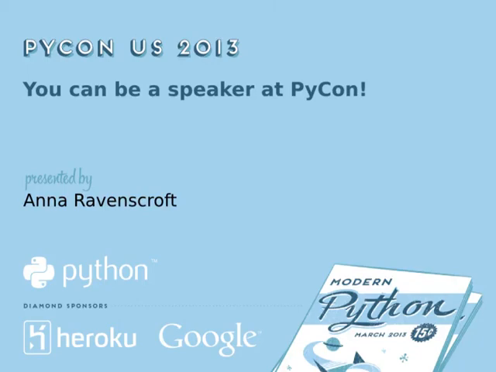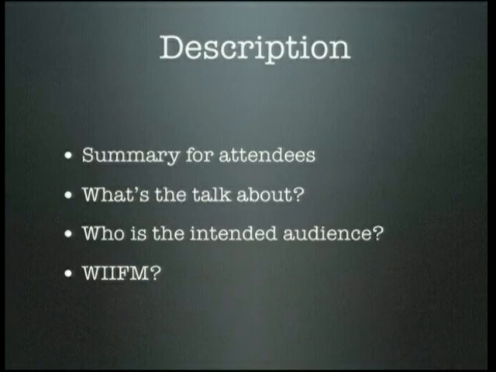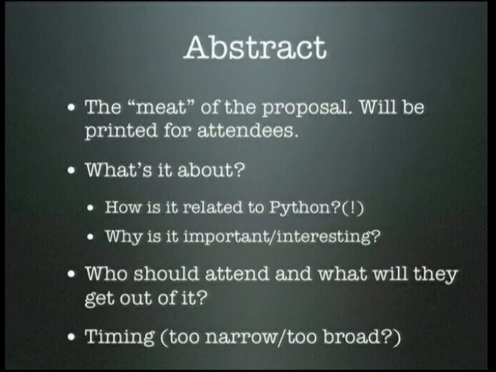Guidebook for the audience. This is what tells us, the audience members, the attendees, whether we want to attend the talk. So what's the talk about? Who's the intended audience and what's in it for me? Why should I attend this talk when there are a lot of really awesome talks, a lot of tracks going on? This is the meat of the proposal for reviewers, the abstract.